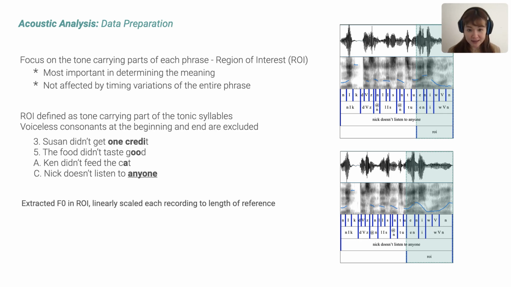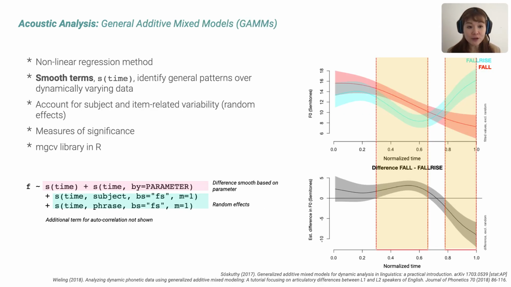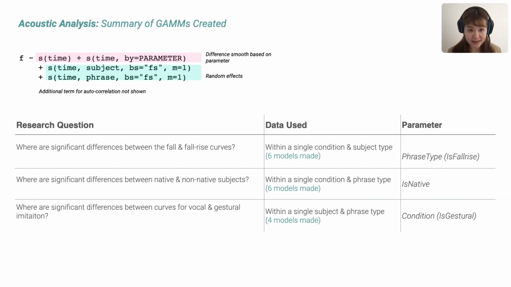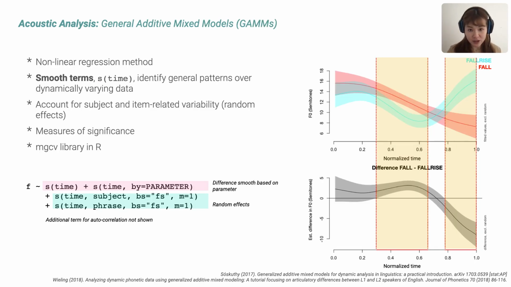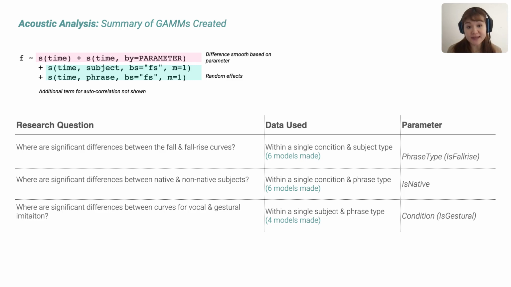The acoustic analysis focused on the phrase endings which carry the tone, and we used generalized additive mixed models, which allow us to model dynamically varying data over time. And we can also extract the significance of the models, both overall as well as the regions and the amount of significant difference. So for the questions that we're interested in, we modeled tooth smooths, as you can see in this picture, based on a difference in parameter.